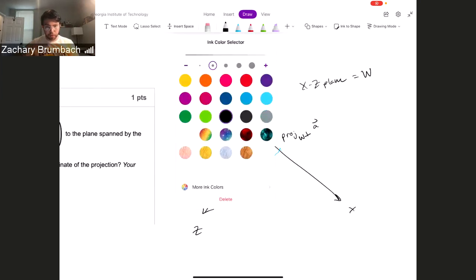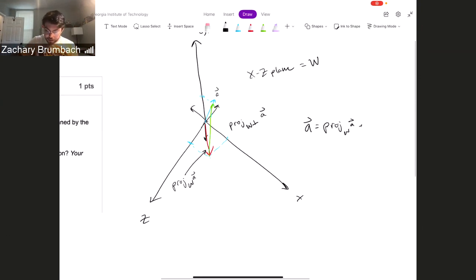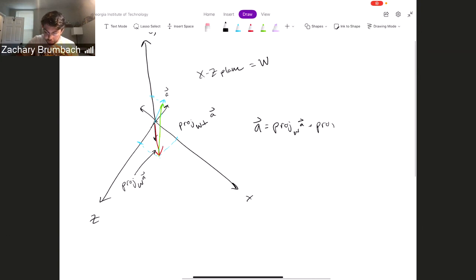And another really important thing to note is the vector A is just equal to the projection of A onto W plus the projection of A onto W perp, okay? Think of the actual pencil as just how far it goes across the table plus how far it goes up, okay? This is the idea here, and that's a plus there, right? So this can be very helpful in breaking down stuff.